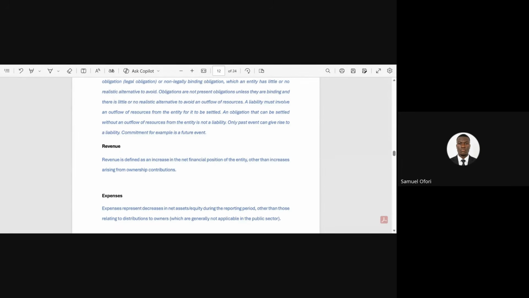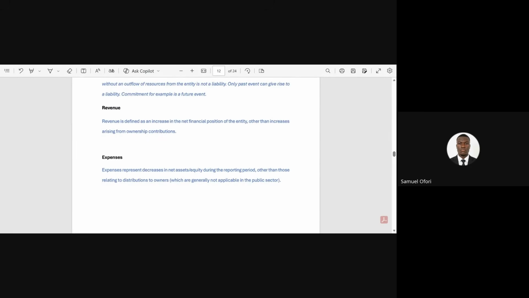Also, we have expenses. Expenses represent decrease in net assets during the reporting period, other than those relating to distribution to owners. So if you give an owner something, it's not an expense. But if you decrease your net asset or equity during the reporting period, you have incurred an expense.